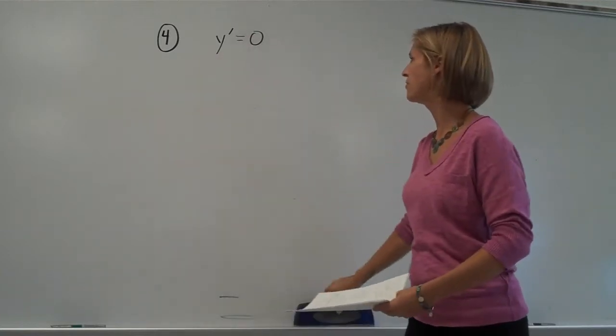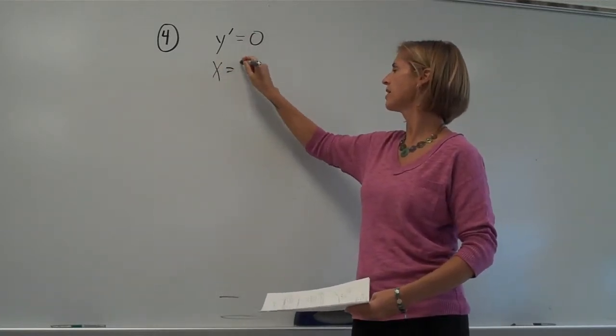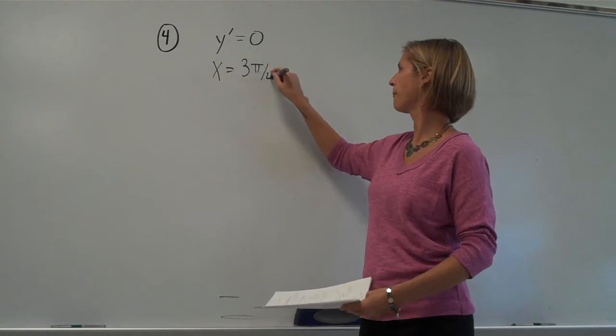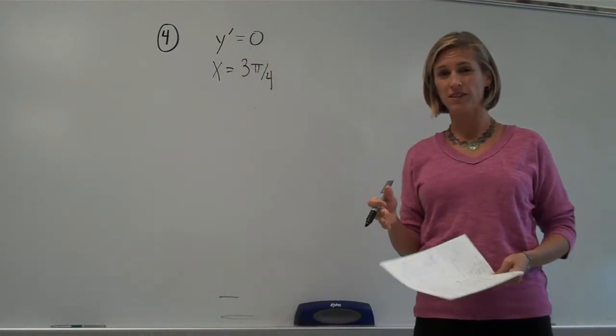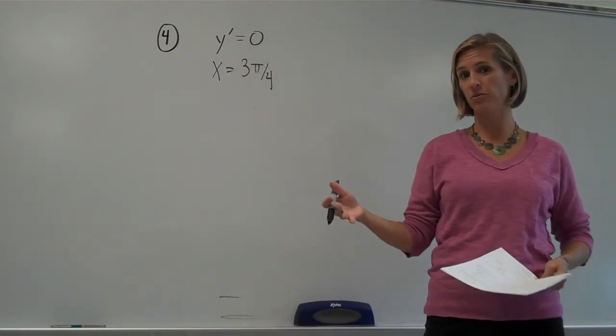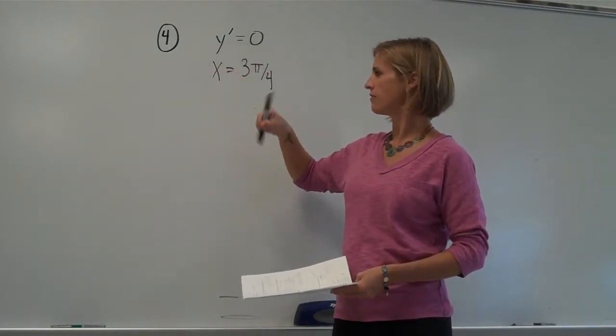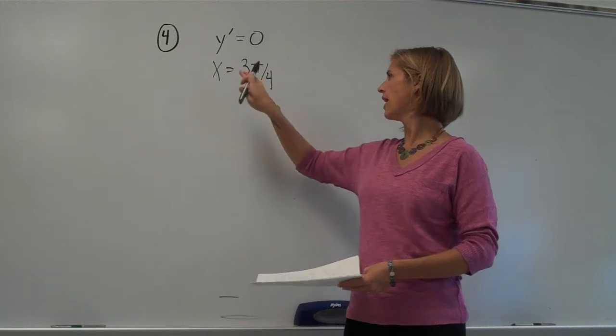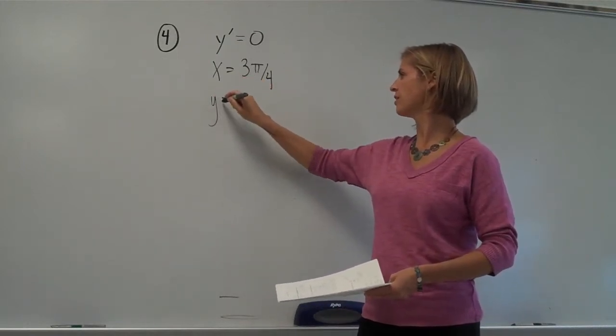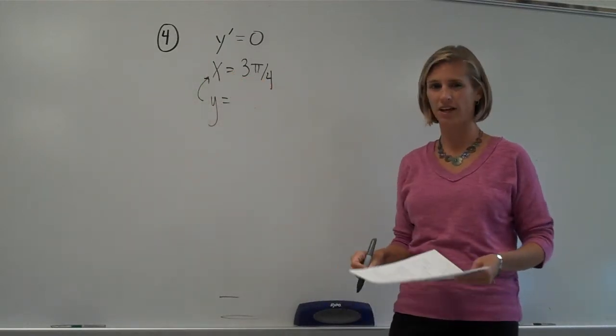So I know I have a horizontal tangent line when x equals 3 pi over 4. Well, that's not the equation of the tangent line. That's just the x value in which it happens. So I know that the slope equals 0 for my horizontal tangent line. I know the x value is this. I've got to go find out what the y value is when I have this x value.